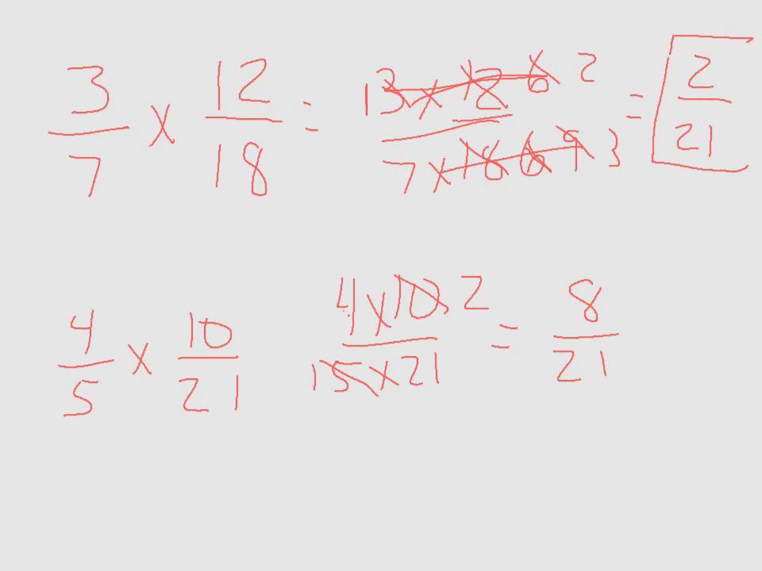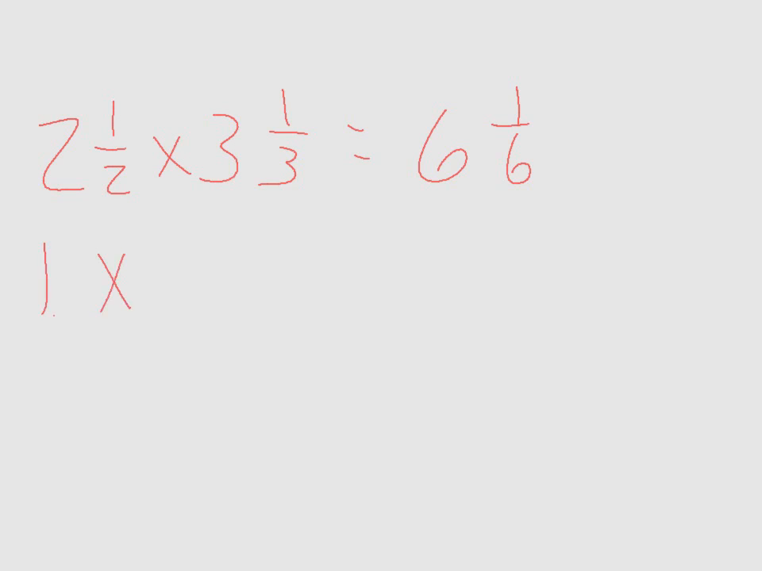Alright, so now we're going to talk about mixed numbers here, because I think we have the process of multiplying fractions down. But if I said you have 2 1/2 times 3 1/3, now the common error people would make is saying, oh, 2 times 3 is 6, 1/2 times 1/3 is 1/6, and I get 6 1/6. That's not accurate.